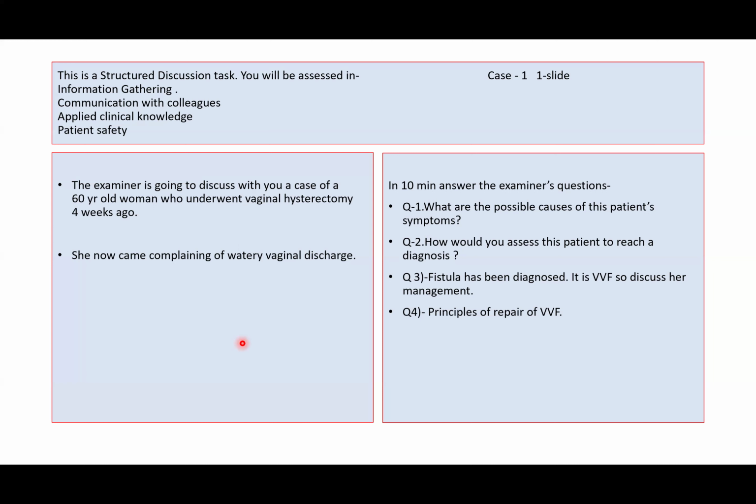Hello, I am Bushra, one of the exam candidates, and I read this scenario and I am ready for this structured discussion. Okay, so what are the possible causes of this patient's symptoms?